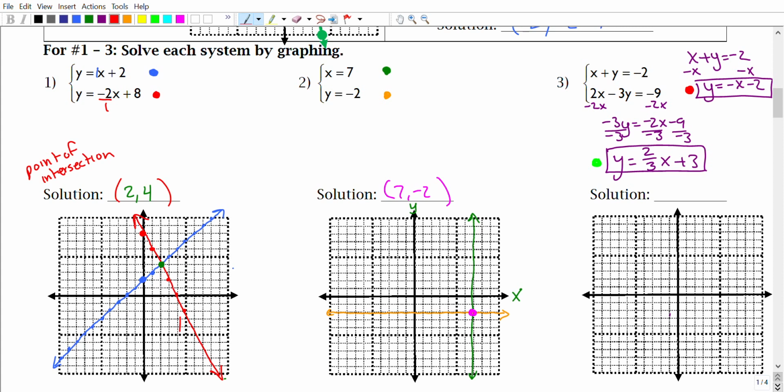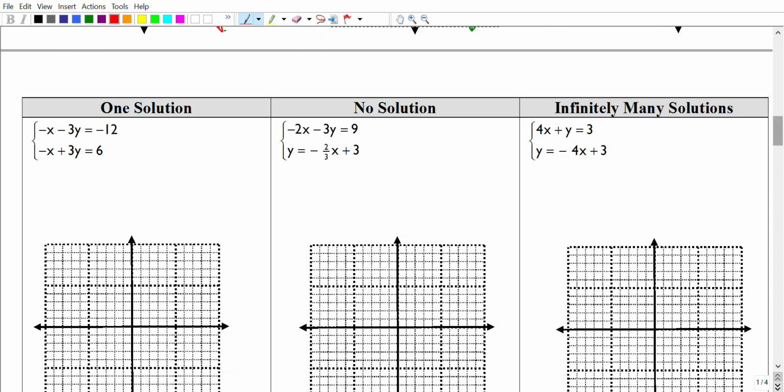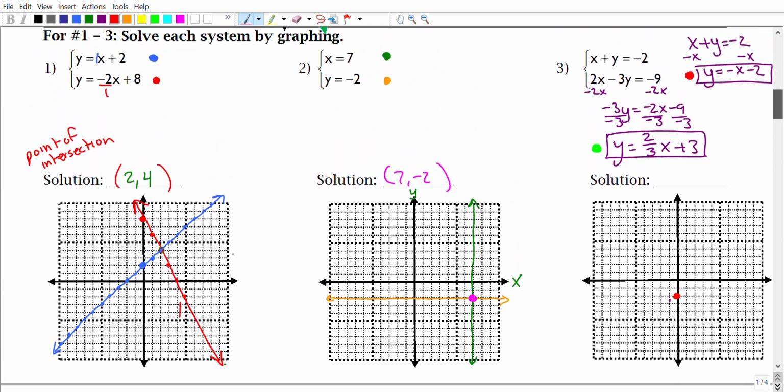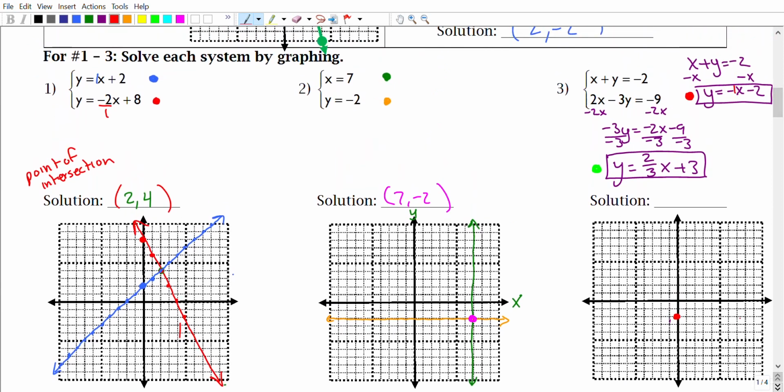So I'm going to do the red one first. Start at 0, negative 2. That's my y-intercept. My slope is a negative 1, or another way of writing that is a negative 1 over 1.